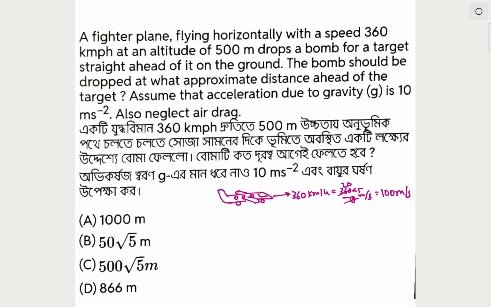So horizontally it is flying with 100 meter per second, and given that at an altitude of 500 meters, drops a bomb for a target straight ahead of it on the ground. The bomb should be dropped at what approximate distance ahead of the target? We need to find the approximate distance from the target at which the bomb must be dropped.